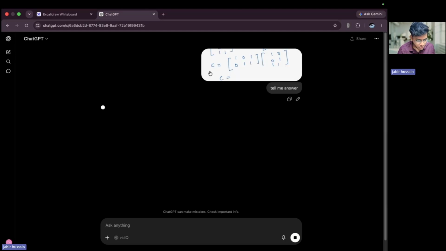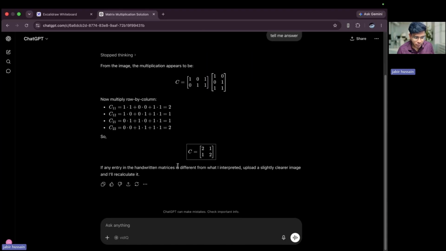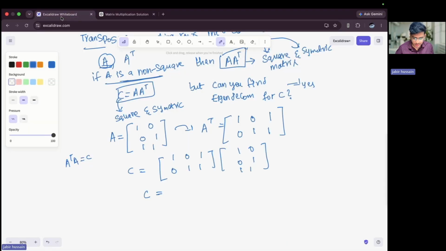So here C would be 2 1 1 2. I hope it is correct. Can you cross verify it once? So the answer would be 2 1 1 2. If you see, I got a square matrix. This is a square matrix and symmetric as well. What is the definition of symmetry?